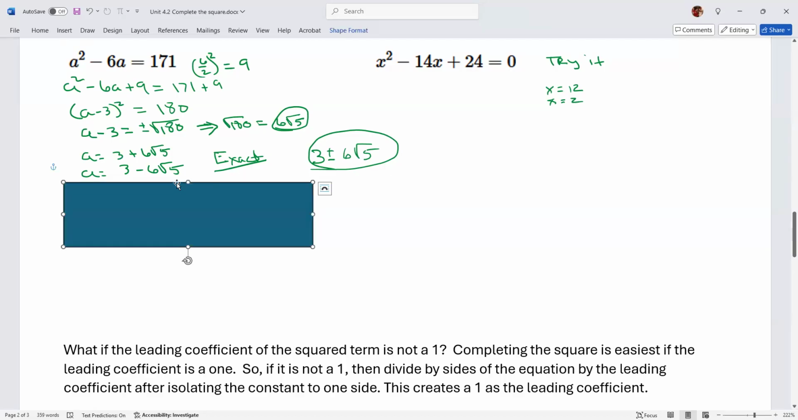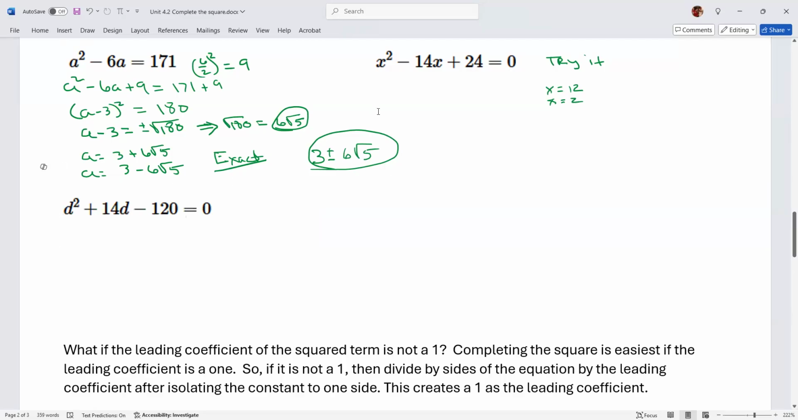So this would be a classic example of when it would be easiest to use this. You can't factor it. Completing the square is going to be pretty simple.